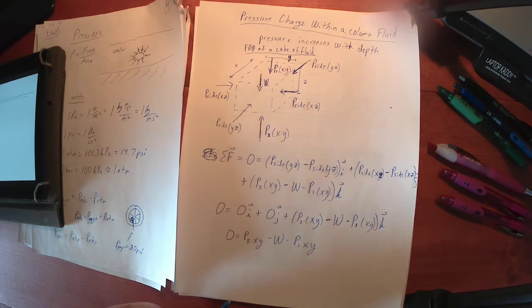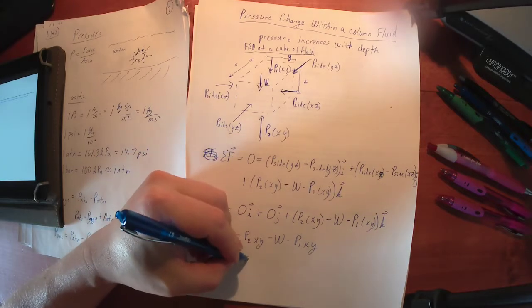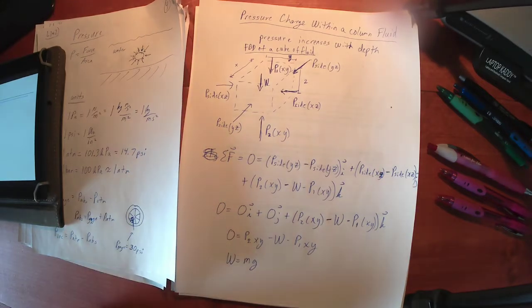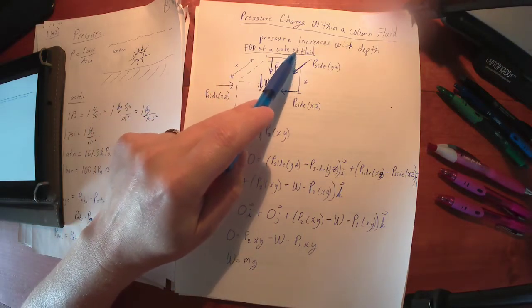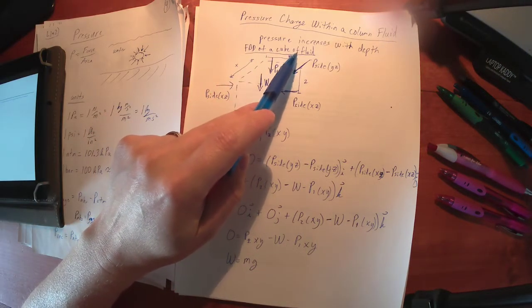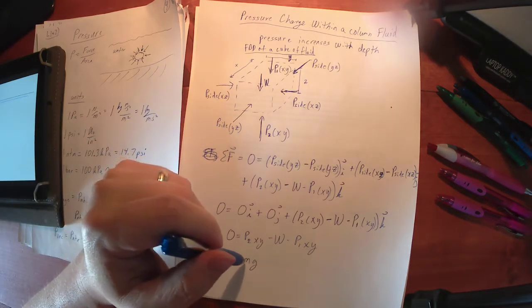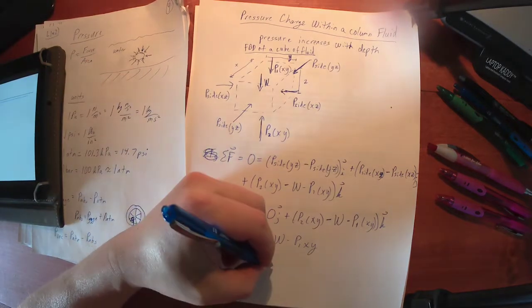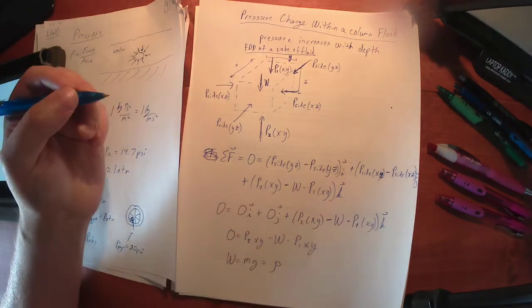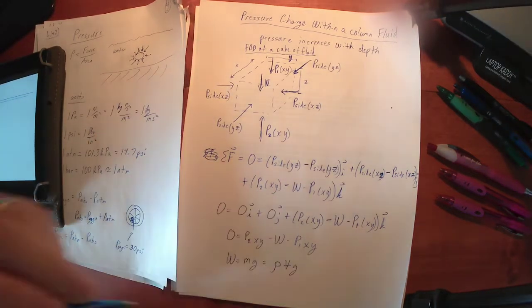Okay, now, what do we know about the weight? Well, weight is equal to mass times gravity, right? Now, if I've got a cube of fluid here, that's what we're looking at. And we want to know, how can I find the mass of this cube? I need to find the weight of the cube. Well, how do I find the mass of the cube of fluid? If I know what kind of fluid it is, I might be able to find the density. So the density times the volume is going to give me the mass.